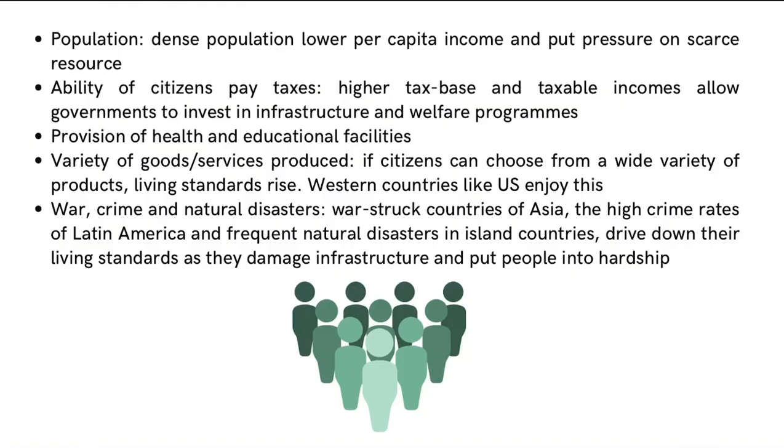Then population. So dense population, lower per capita income and put pressure on scarce resource. Then the ability of citizens to pay their taxes. So higher tax base and taxable incomes allow governments to invest in infrastructure and welfare programs as their tax revenue will increase and they will increase the provision of goods and services provided. And the provision of health and educational facilities, the variety of goods or services produced within the country.